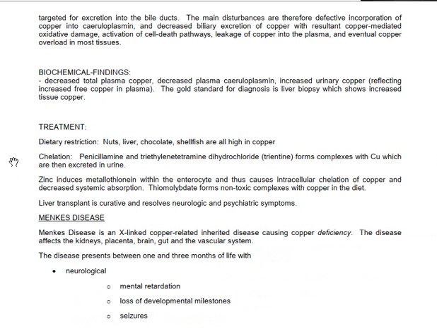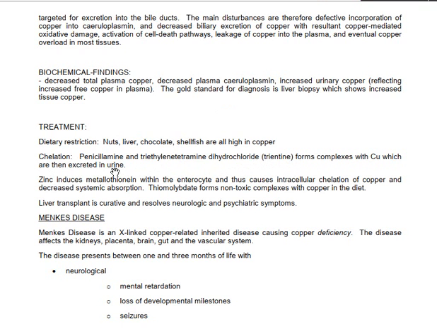Now, the treatment. How do you treat patients here? You do dietary restriction of copper. Liver, chocolate, and shellfish are high in copper. You have chelation. Penicillamine is the best drug used for the chelation of copper, and you can also use triethylene tetramine dihydrochloride, which is also called trientine.